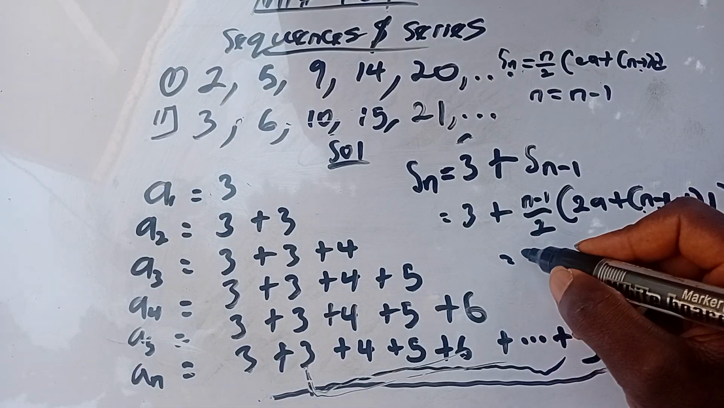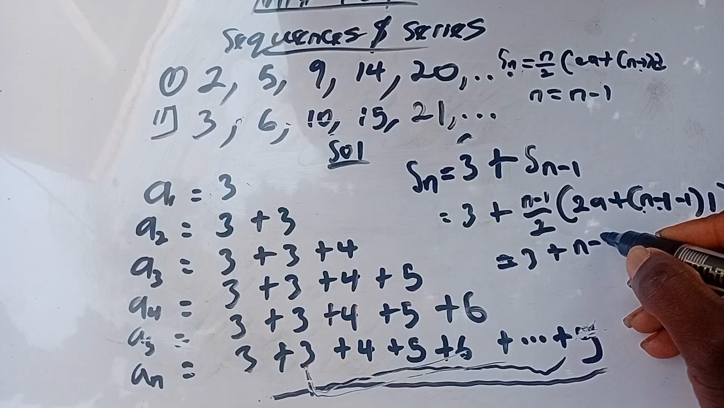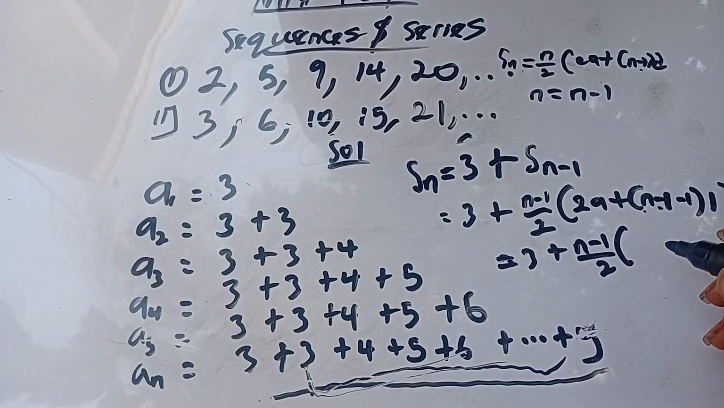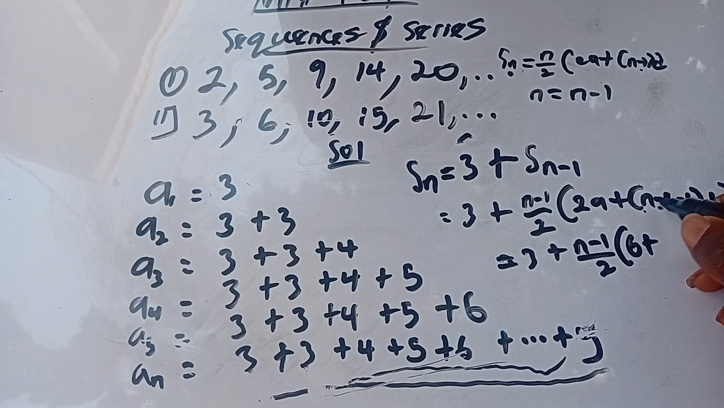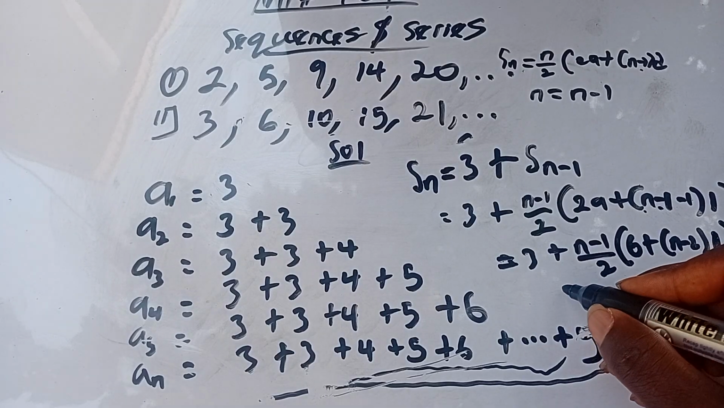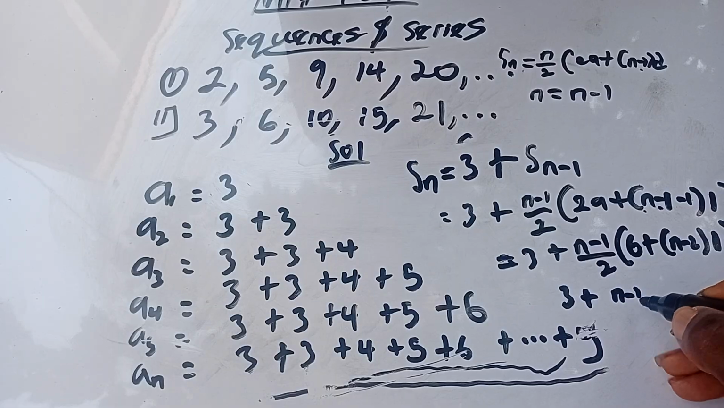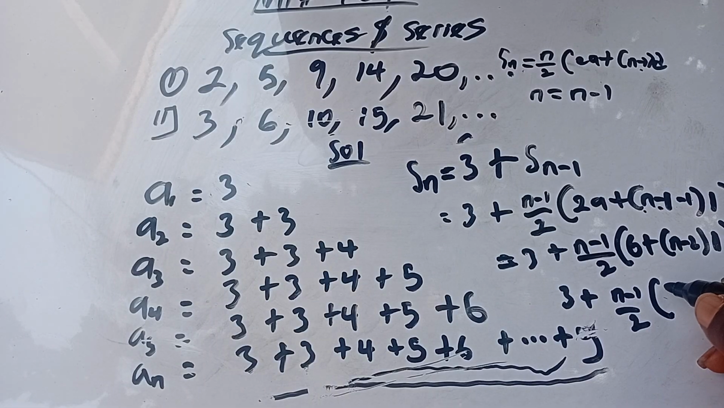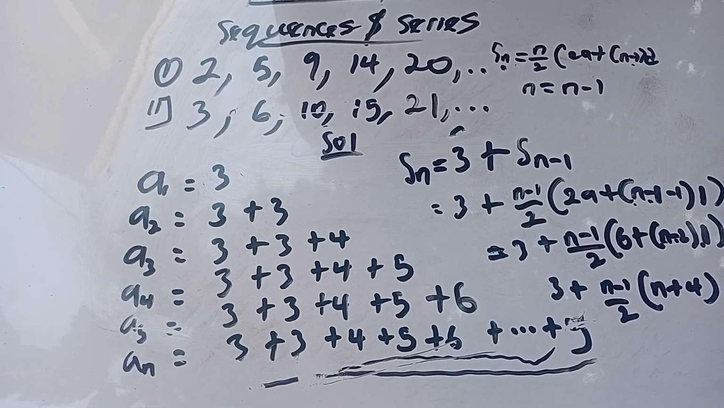So this gives us 3 plus n minus 1 over 2 into, what's our a? Our a is 3. This is where the AP starts. Even though they are the same 3, this is our a, because this is where the formula becomes applicable. 2 times 3 is 6, plus n minus 1 minus 1, which is n minus 2, into d, 1. So here we have 3 plus n minus 1 over 2 into 6, plus n times 1, minus 2 times 1. Minus 2 plus 6 is 4. So here we have n plus 4, because n times 1 is n.